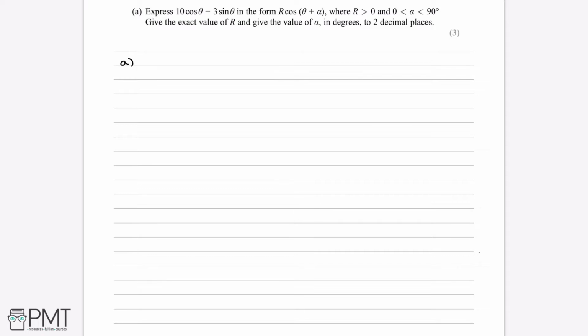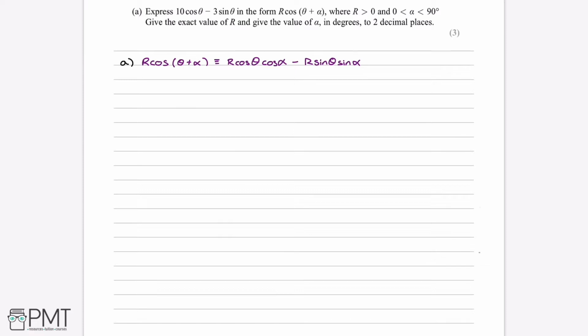So the first thing we want to do is recall the identity that states that r cos(theta plus alpha) is identical to r cos theta cos alpha minus r sine theta sine alpha. That's just a general identity.